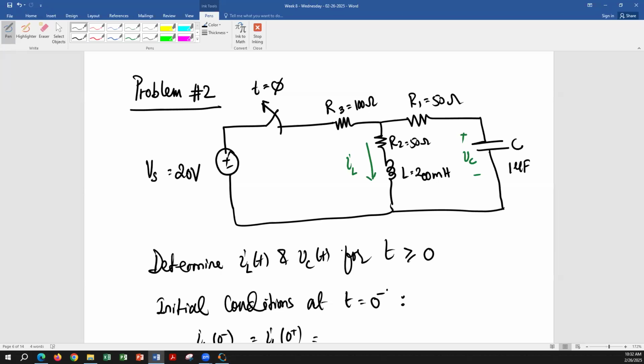R3 over R2? R2 plus... I thought you said R3 over R2. Yeah, it's going to be Vs over R3 plus R2. Inductor, remember, is short circuit. Capacitor is open circuit. So no current is passing through R1 and capacitor. All the current is going to pass through R3, R2, and inductor. Inductor is short, so inductor current is simply Ohm's law, Vs over R3 plus R2.